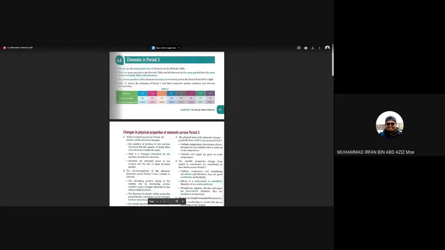Okay, in period 3, basically the horizontal, kita akan include all the transition metal. We can see the elements from metal, it will change into non-metal.